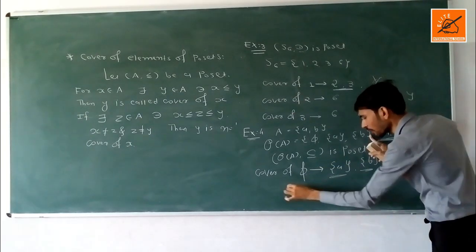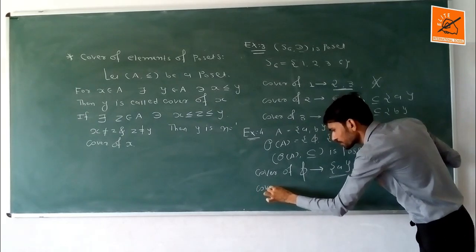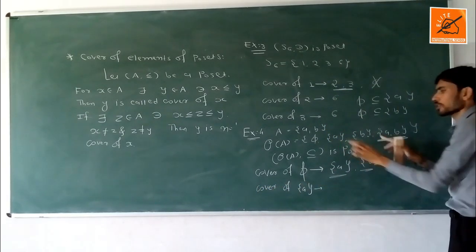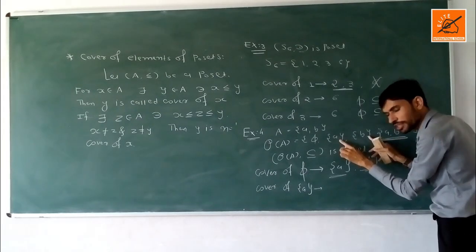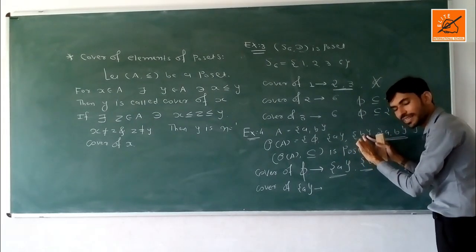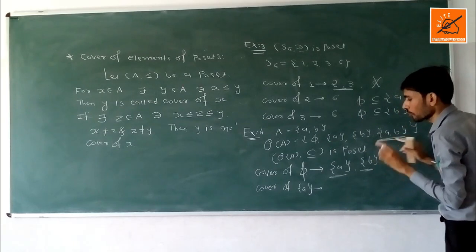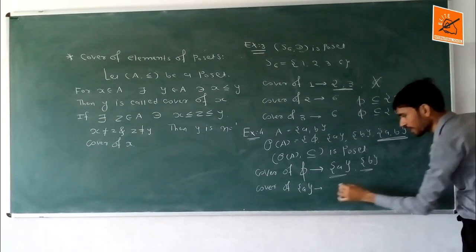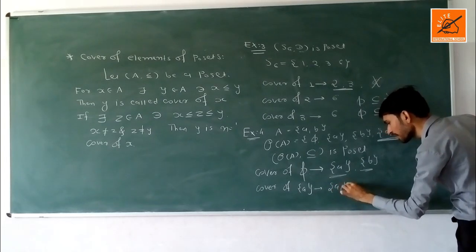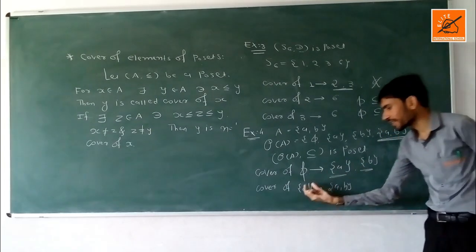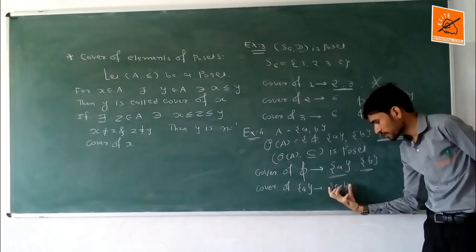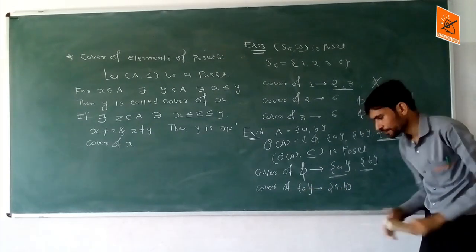Now here we find the cover of singleton set {a}. So now see here, singleton {a} is not a subset of singleton {b}, so singleton {b} is not a cover of {a}. So singleton {a} is only a subset of {a, b}, so it is directly related with {a, b}. So singleton {a} is a subset of set {a, b}, so set {a, b} is a cover of {a}.